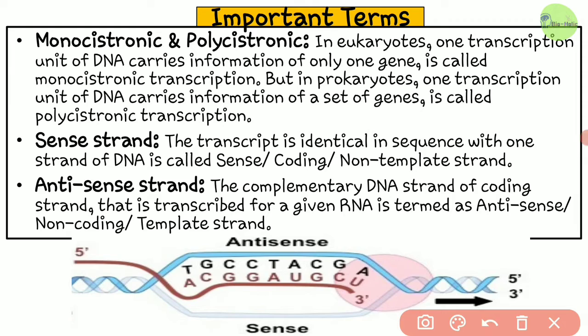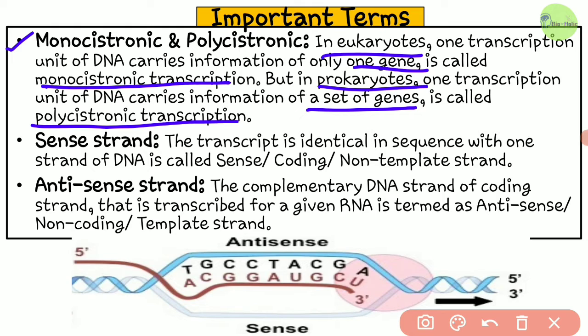Now, there are a few terms which are very important in the process of transcription. First of all, monocistronic and polycistronic transcription units. In case of eukaryotes, one transcription unit of DNA carries information of only one gene. Then this is called monocistronic transcription. But in case of prokaryotes, one transcription unit of DNA carries information of a set of genes, and that's why it is called polycistronic transcription.